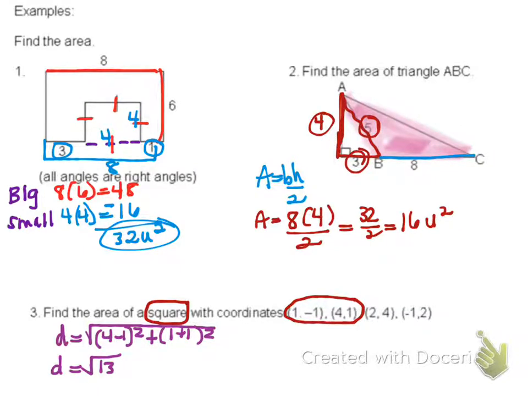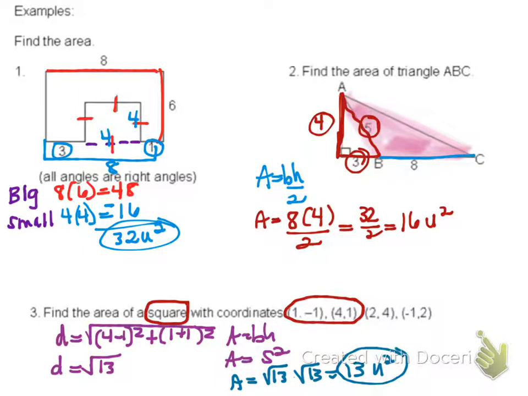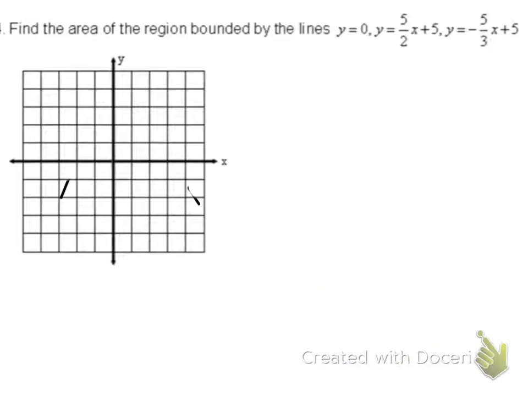So here, for area of a square, you can either think of base times height, or you can think of side squared. And so here, well, my base and height are going to be the same. So square root of 13 times square root of 13 is going to be 13. That would be units squared. So that is my answer here.